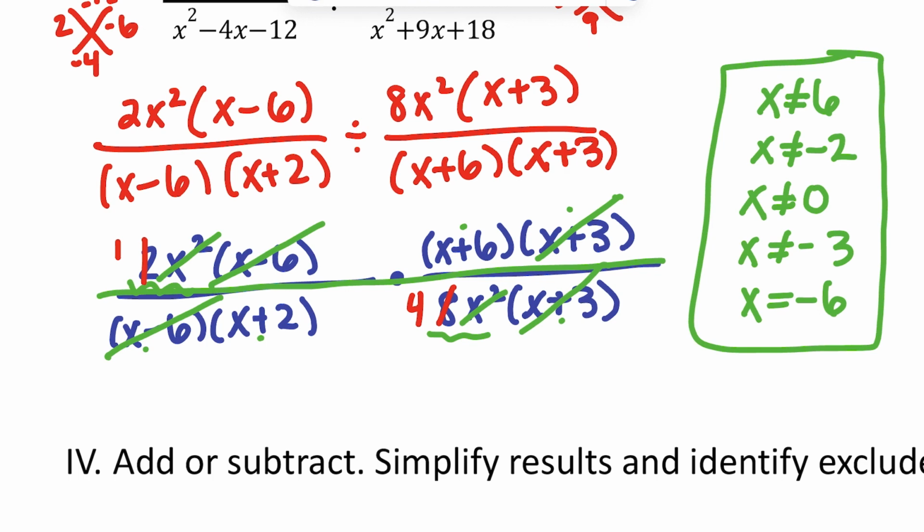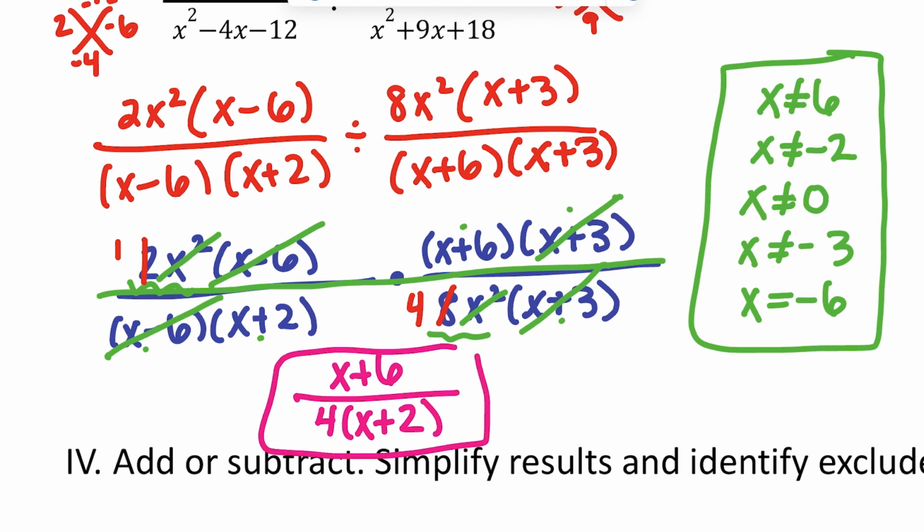Okay, now we're going to put together what's left. So we have 1 times x plus 6 up top, so that's just x plus 6, over x plus 2 times 4, or 4 times x plus 2. This is our simplified fraction. You don't need to multiply anything out. That is it.